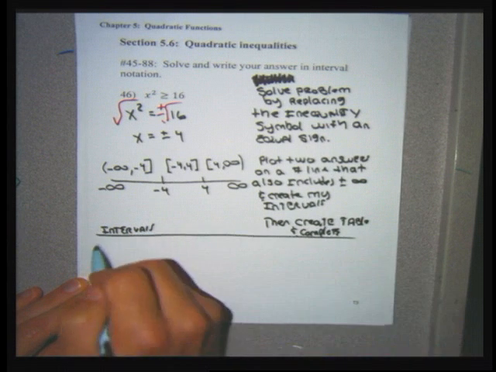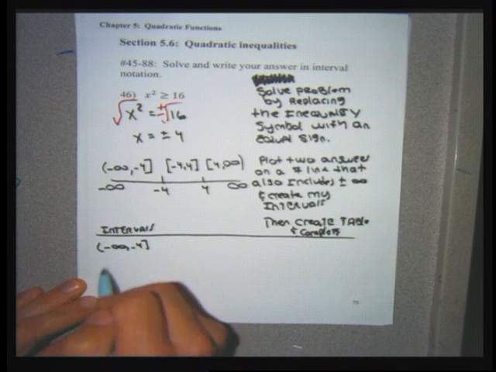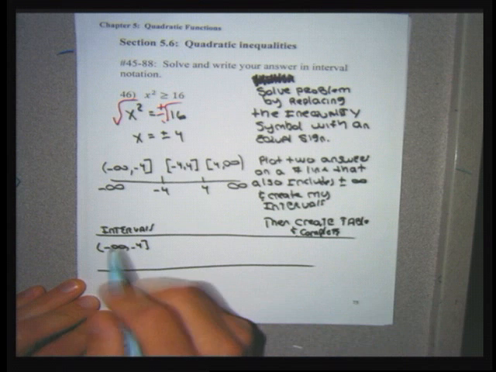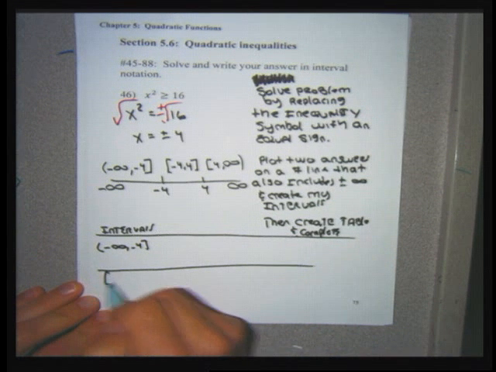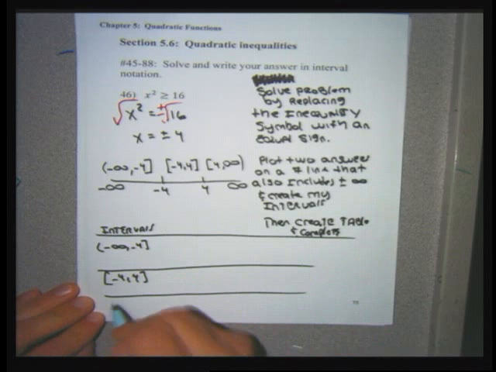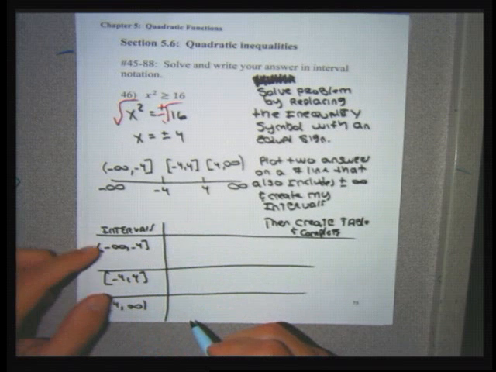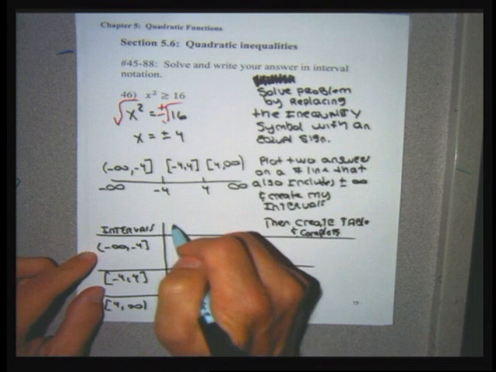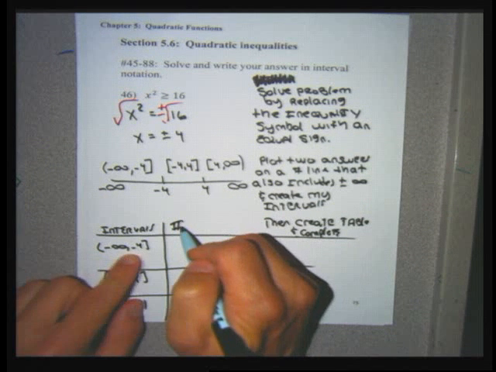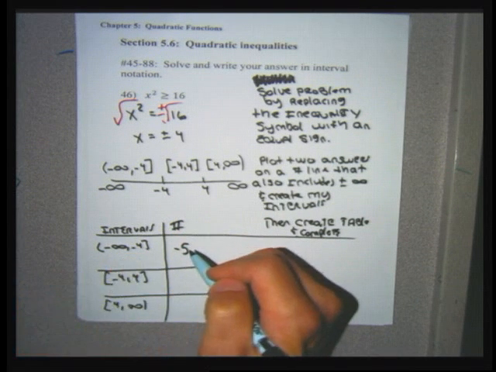My intervals are going to be negative infinity to negative 4, negative 4 to 4, and 4 to infinity. For my test numbers, I just need numbers that are in the intervals, and I don't really want that big of a number. In this interval, negative 5 is in the interval, and it's kind of the smallest number I can pick in some sense.